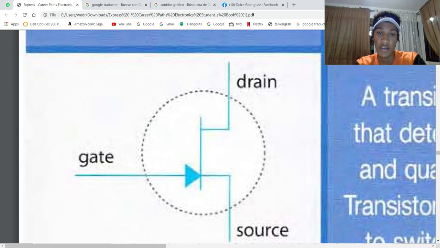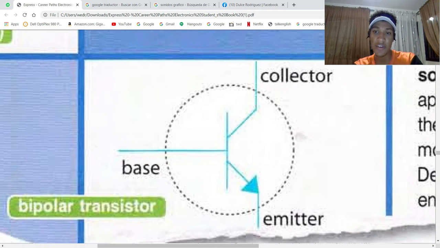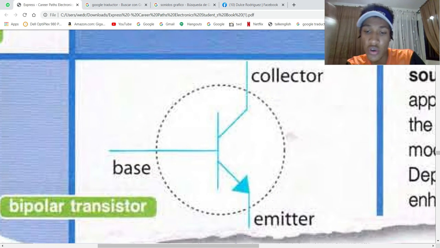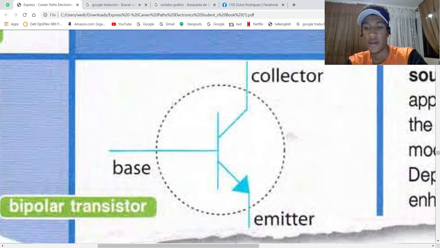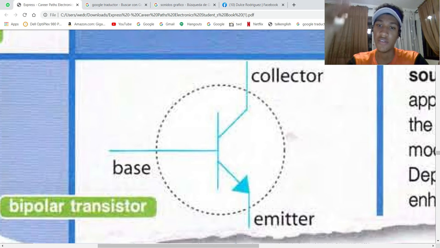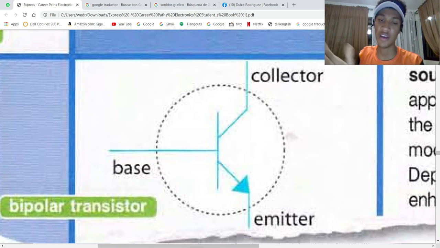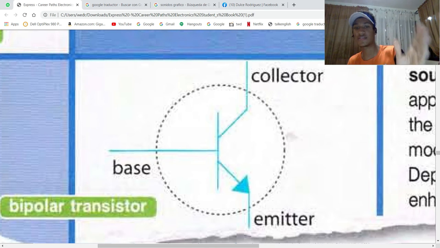You can pass the current, that is a MOSFET. You can pass the current between the collector and the emitter. This is the collector. The current can flow from the collector to the emitter. The base is a door that can turn on the gate. It's a door that can pass or not pass this current.